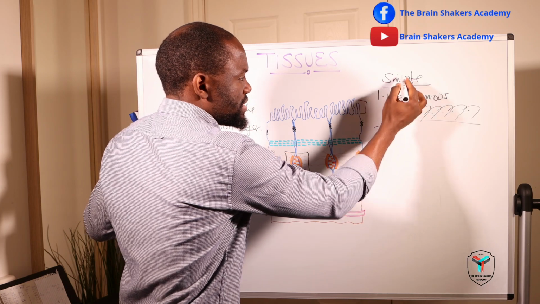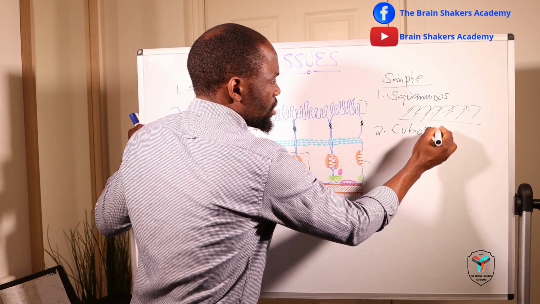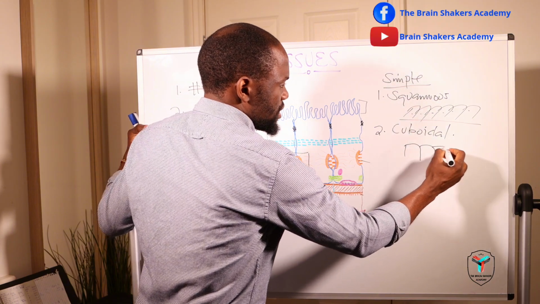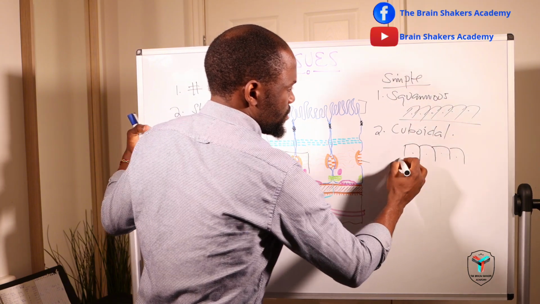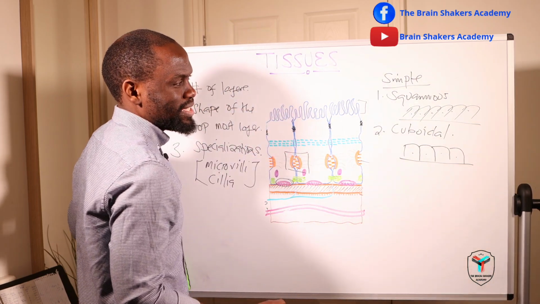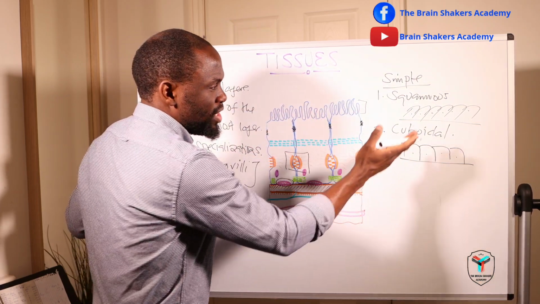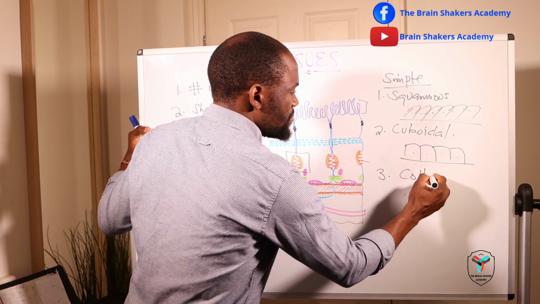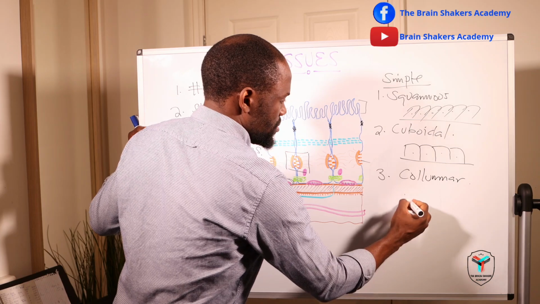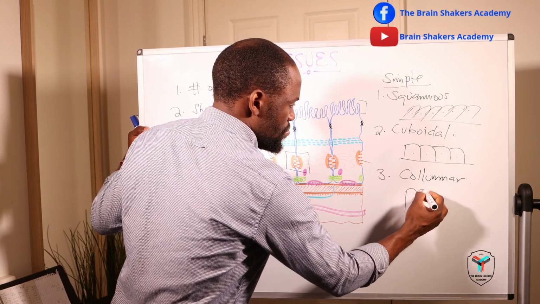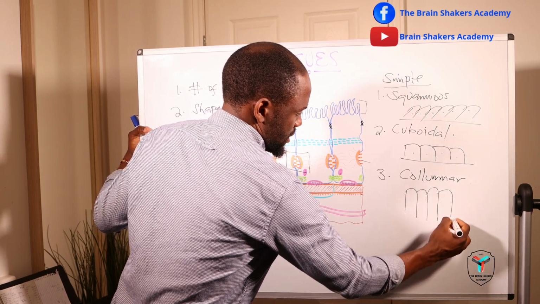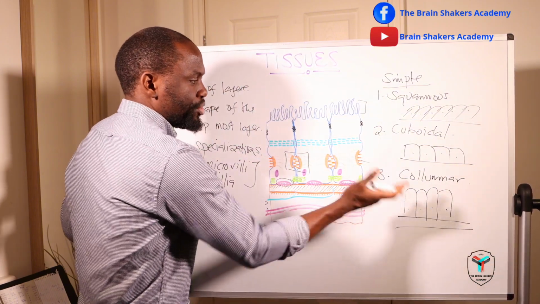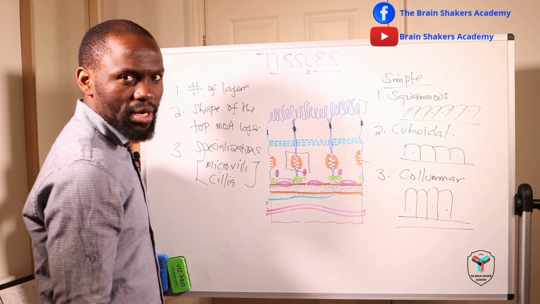Number two, you can talk of simple cuboidal cells. The cells are going to be more or less like squares. That is going to be considered a simple cuboidal epithelium. It has a single layer of cuboidal cells. Number three, you will have a simple columnar epithelium. They are going to be long and rectangular in shape, and then you have your basement membrane there. Those you are going to call a simple columnar epithelium.